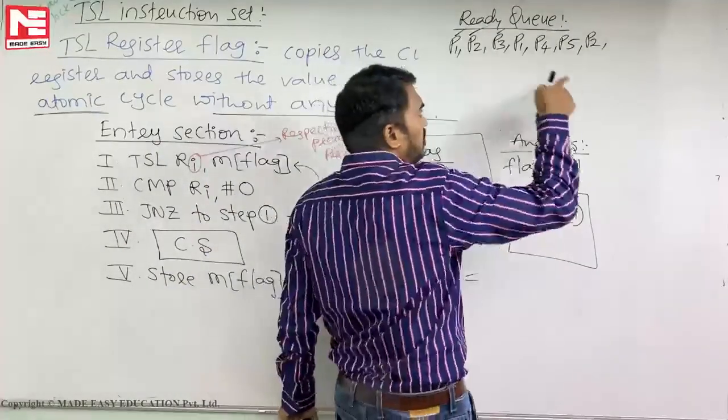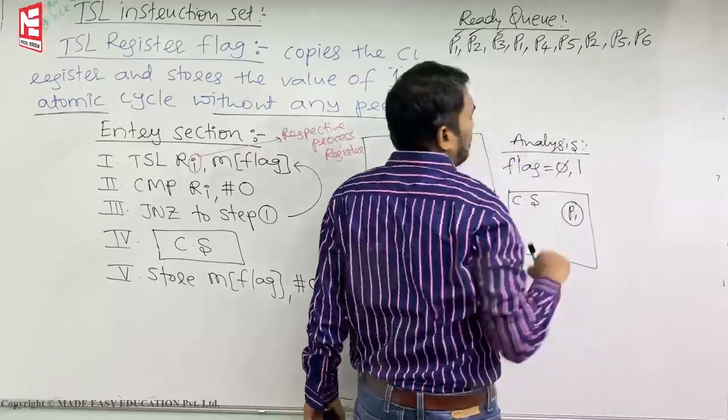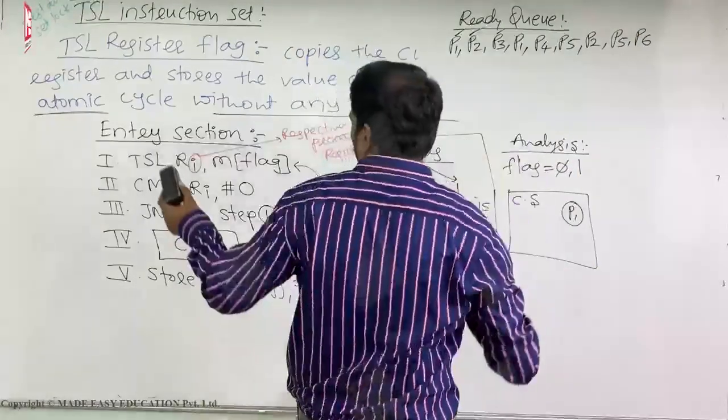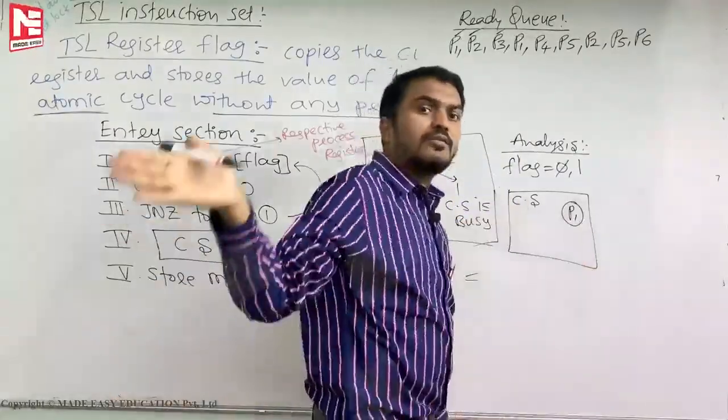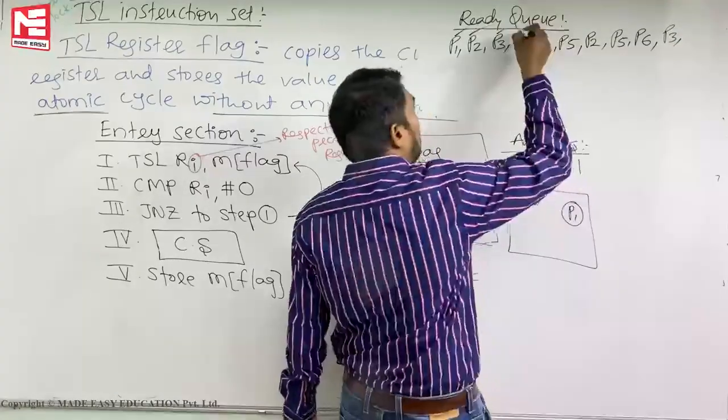Now when P3 is executing on the CPU, the new processes P5, P6 arrived. I am writing them in the ready queue. Now P3's time quantum also expired. So P3 will again go back to what? Ready queue. So P3 again goes back to the ready queue. And next in the line is what?